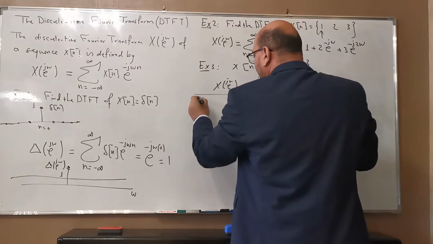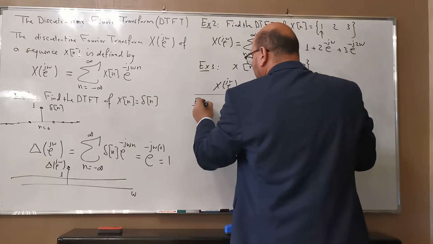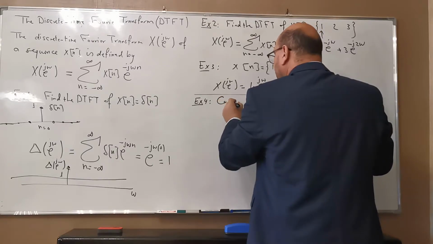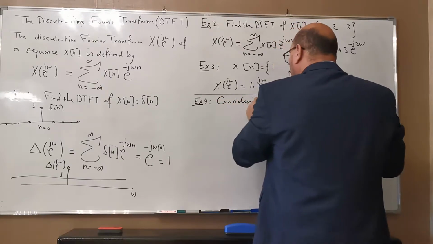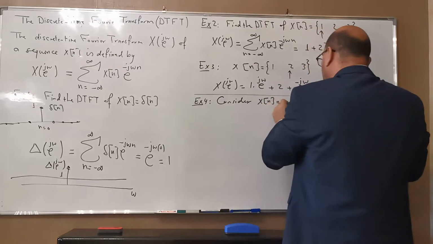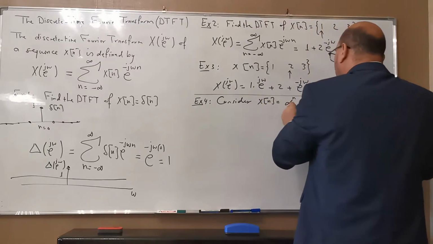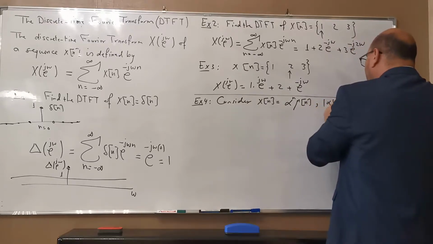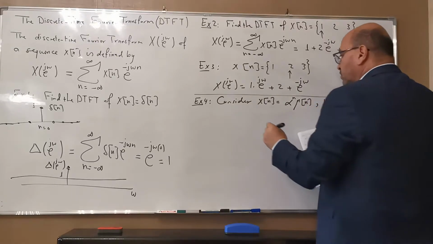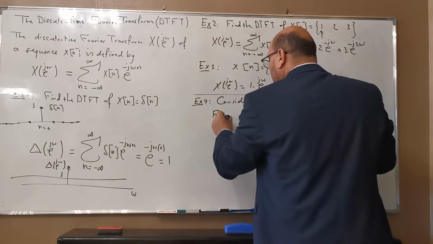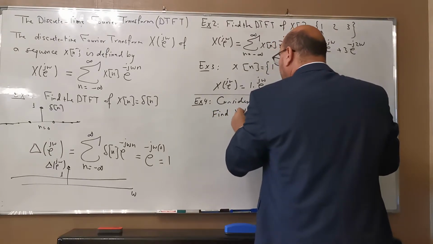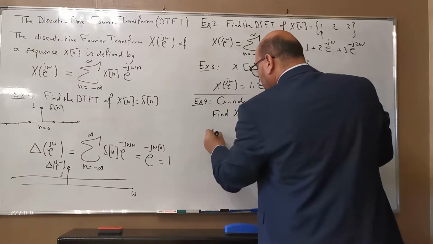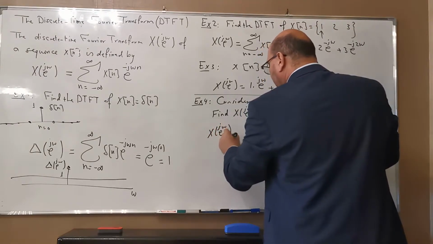I'm going to take a different example here, example 4, and we consider x of n equals alpha to the n mu of n, where the magnitude of alpha is less than 1. So we need to find X of e to the j omega.